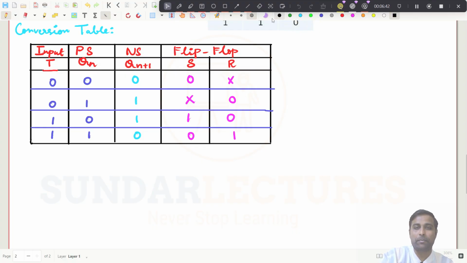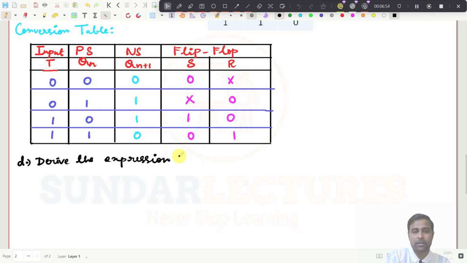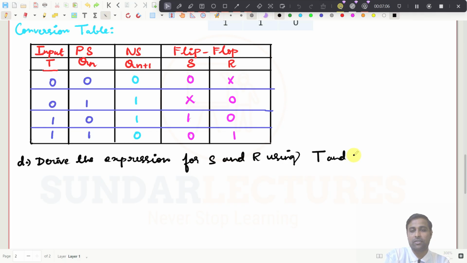What is the next step? Step D, derive the expression for S and R using T and Qn. Sorry, Qn, not Dn. Same procedure. We need to derive the expressions now. So how will you derive the expressions? I will draw the diagram and I will show you.